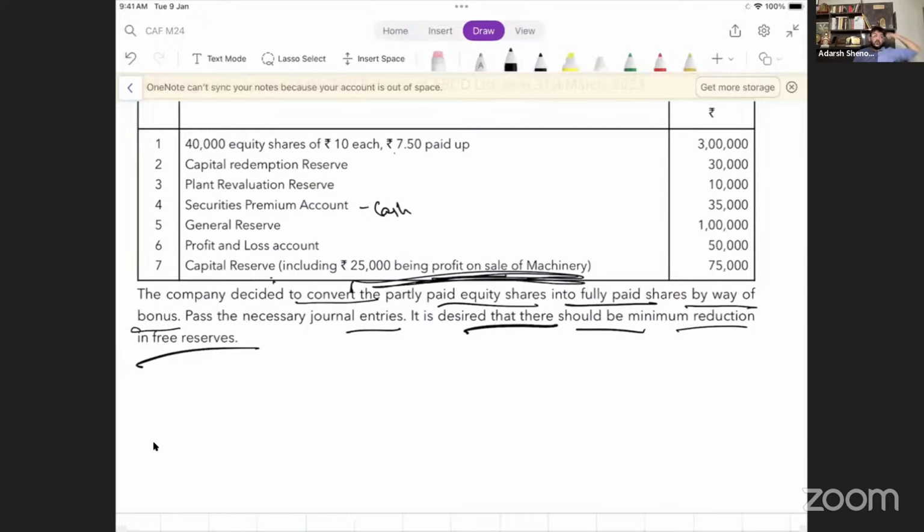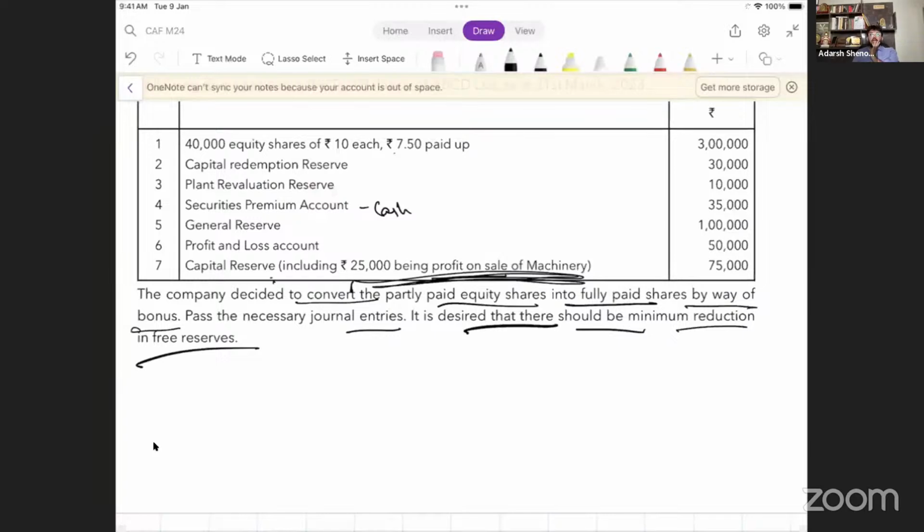The answer is no. Capital redemption reserve can be used only for bonus issue of shares. I can use CRR only for fully paid bonus shares. Security premium is also the same. I can use it only for issue of bonus shares. I can't use it for bonus call. That is, as per Regulation 39, I can't use it. But I can use capital reserve and I can use free reserve.